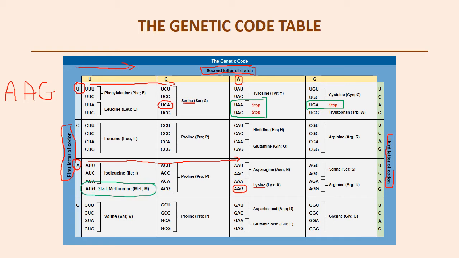AUG is a universal start codon. All organisms that do translation will start their translation by finding those three letters, AUG. It will also code for the amino acid methionine, but oftentimes that amino acid will be cleaved before the protein is folded in its final form. But either way, AUG is going to be your start codon.